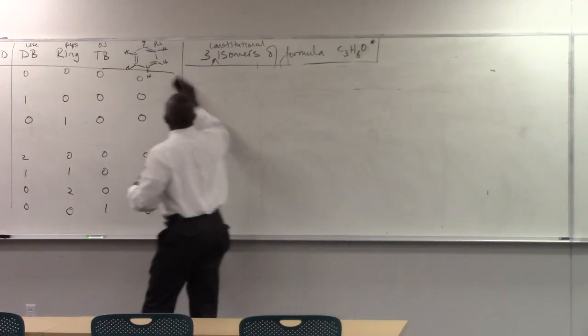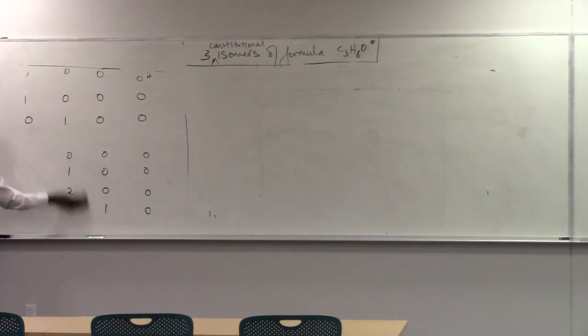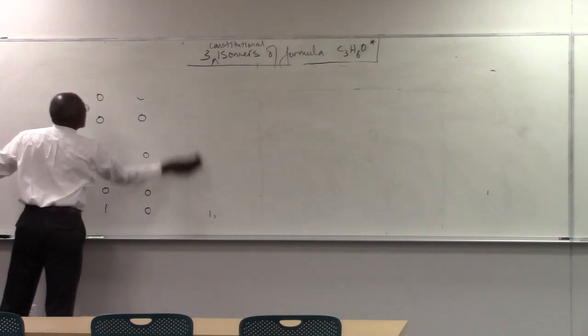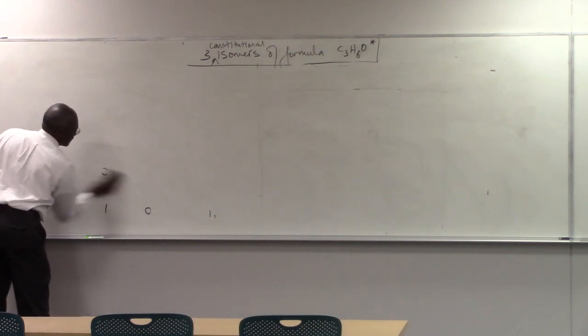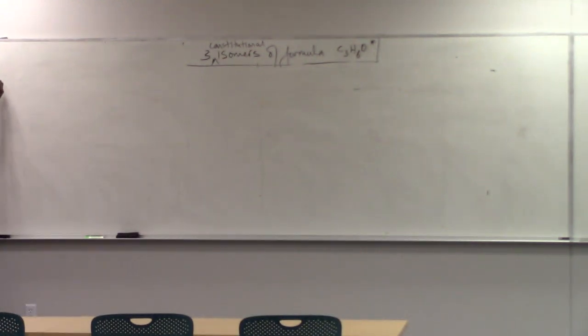So, for example, if I want to draw C5H8 or C6H10, and I say draw 3 isomers of this, of each, let's say. That's easy.